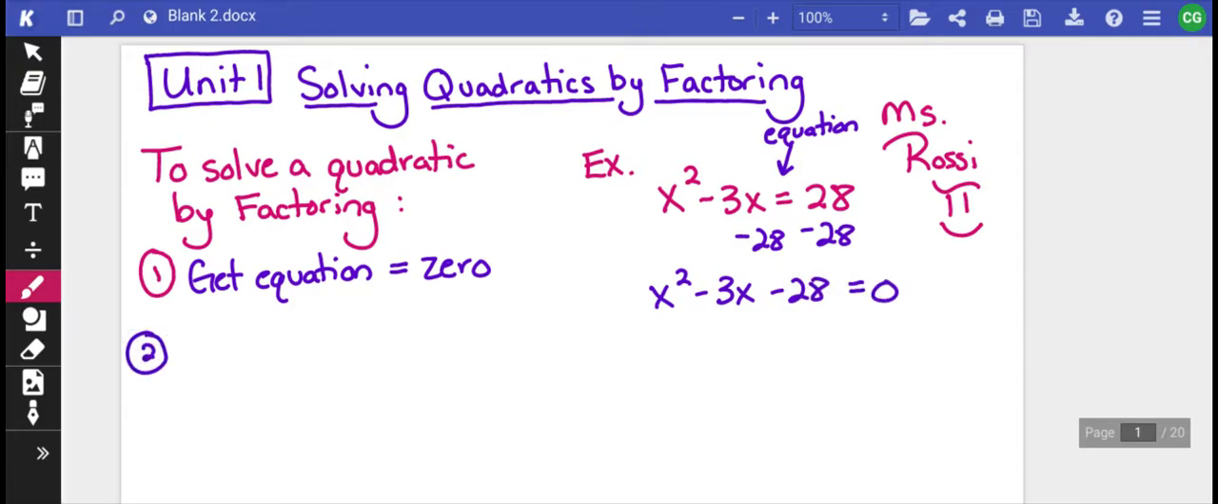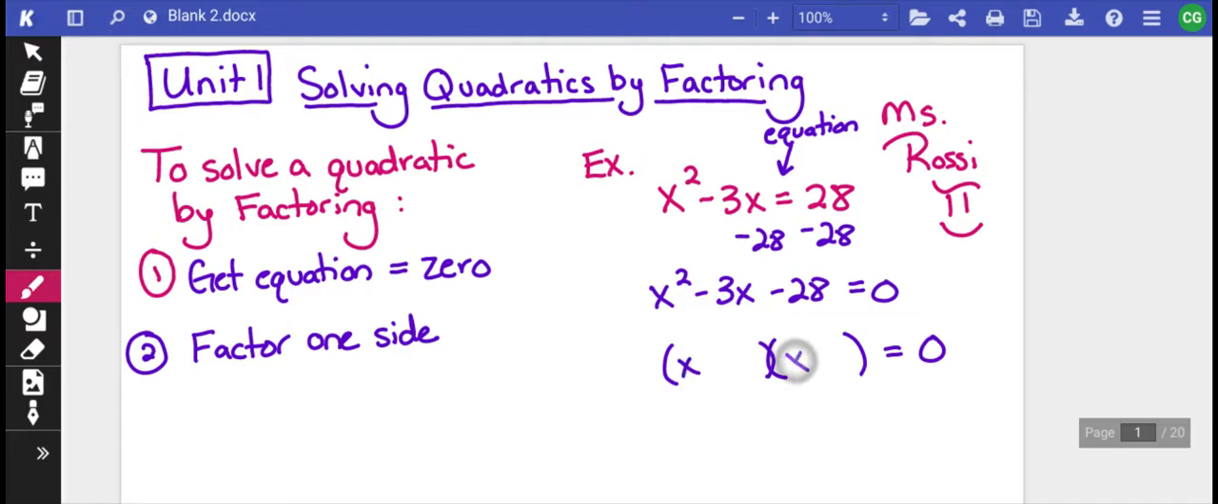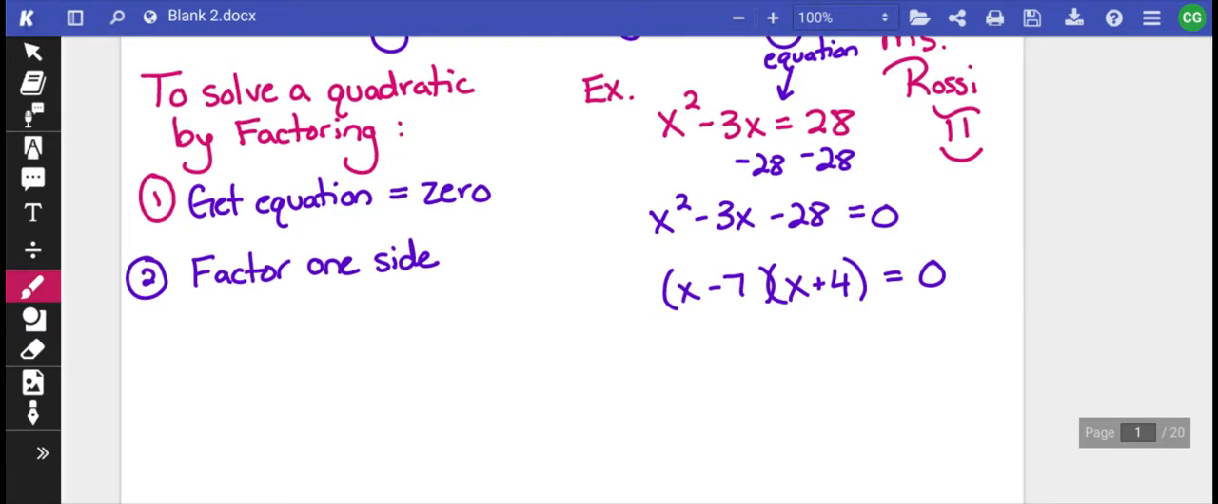So I have x squared minus 3x minus 28 equals 0. Once I have it equal to 0, we are going to factor the one side that's left, the expression on the left here. So I'm going to factor x squared minus 3x minus 28. I'm thinking of two numbers that multiply to negative 28, but add to negative 3. So negative 7 and positive 4.